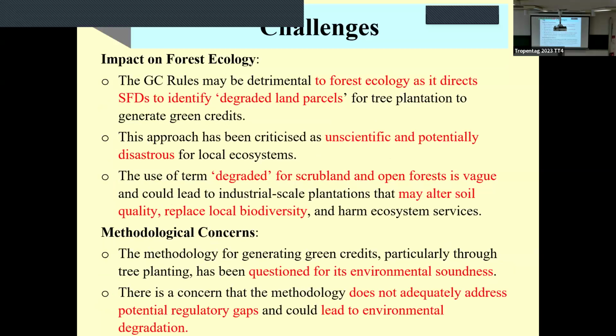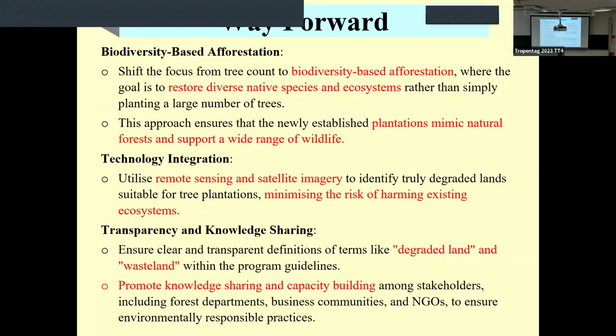But there are many challenges. It will impact the forest ecology. Then there are methodological concerns. So the way forward to address these challenges is that we need to go for biodiversity-based afforestation, where we need not go only for tree count, but we also have to consider herbs, shrubs, and grasses.